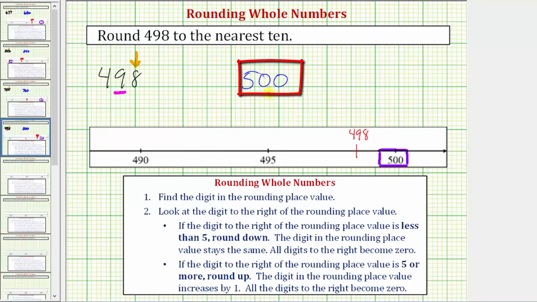So if you're having difficulty rounding, using the number line is a great way to visualize what's happening when we round to a particular place value.